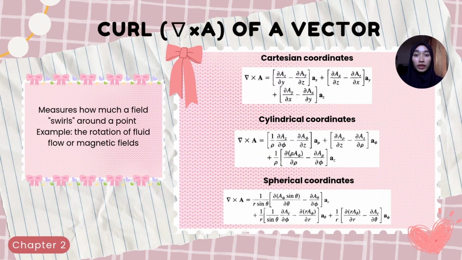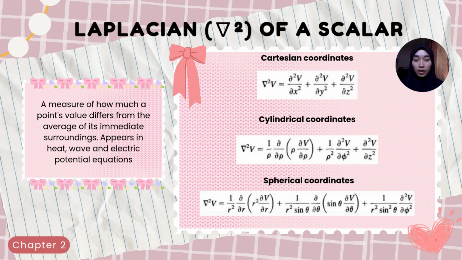Our third major vector operation is curl, written as del cross A. Curl measures the rotational property or how much a vector field swirls around a given point. This is incredibly important when we study the rotation of fluid flows, or the behavior of magnetic fields. Because calculating curl involves cross-product expansion, the derivatives look a bit unique for each coordinate system.